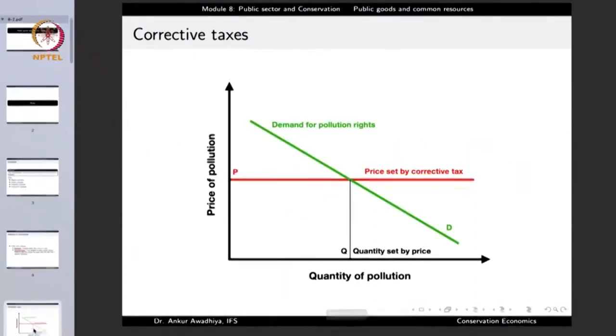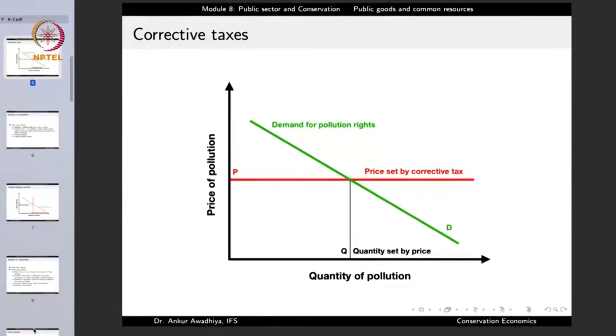And an example is corrective taxes for pollution. So in this case, we have a price for pollution and a quantity of pollution. And there is a demand for pollution or a demand for pollution rights. So what this curve is telling us is that there are certain industries who want to be able to pollute the environment. Because say there is a factory, and when the factory is run, it would give out certain amounts of smoke. Or when the machines are running, it would give out certain amounts of noise.